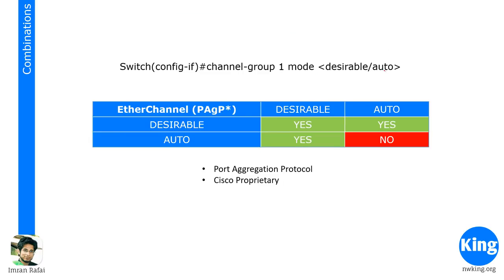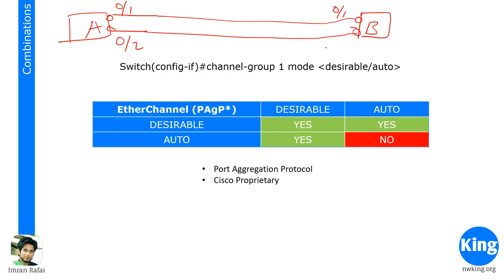The next thing that we will look at is PAgP, right? PAgP is, again, like I said, a proprietary Cisco protocol. It is Port Aggregation Protocol. So now let's assume the same case. We have a switch here. We have two ports, 0/1, 0/2. We have another switch here, two ports, 0/1 and 0/2.